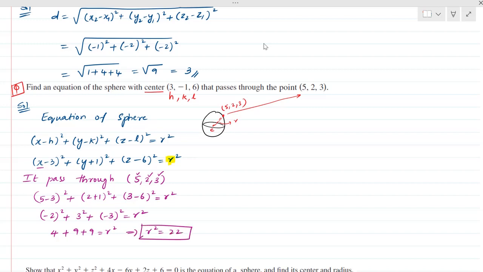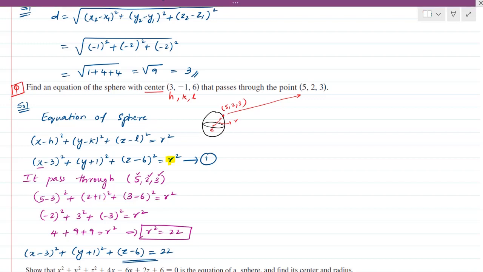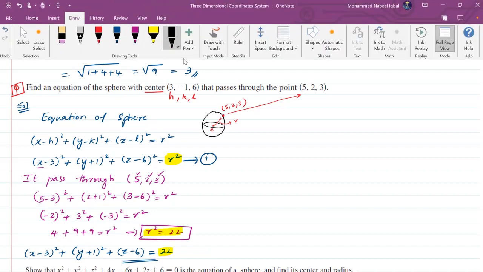In the formula, I need r square at the last, not r. So I substitute the value here. When I substitute, the equation becomes (x minus 3) whole square plus (y plus 1) whole square plus (z minus 6) whole square equals 22. So r square equals 22. I just substitute the r value we have calculated. Or otherwise, if you do it the other way, it is good. Up to this is the same.